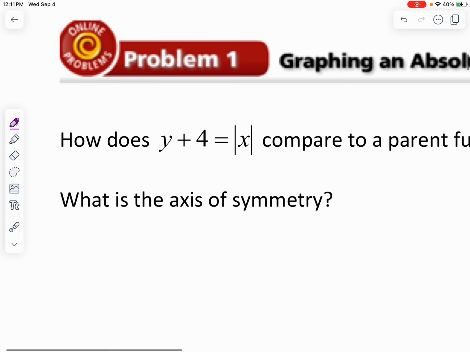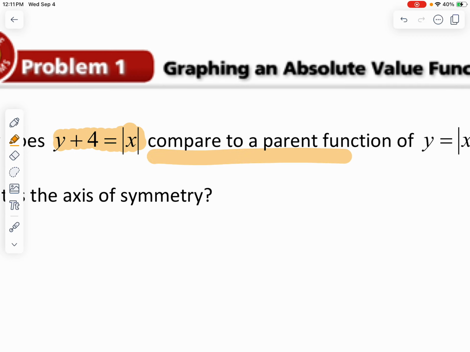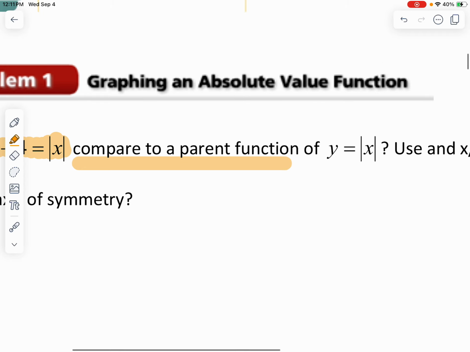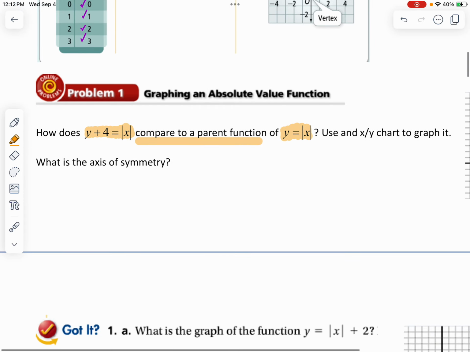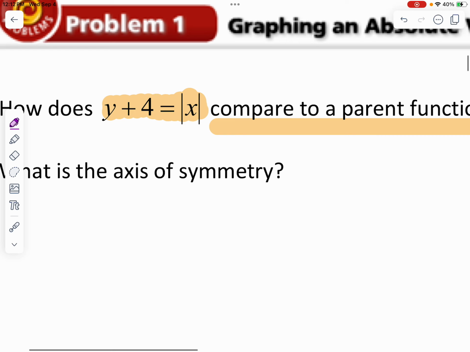All right, the question is, how does y plus 4 equals the absolute value of x compare to the parent function of just y equals the absolute value of x? Use an xy chart to graph it. And what is the axis of symmetry? So the first thing I want to point out is that y is not isolated, so we're going to do that first. And we're going to do that by subtracting 4.